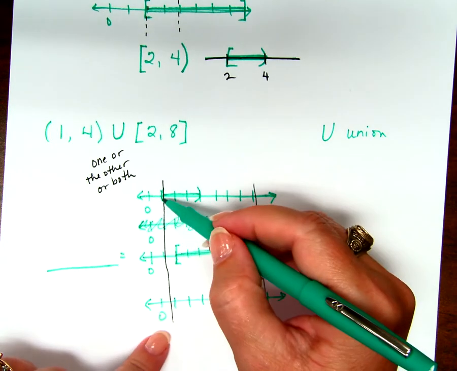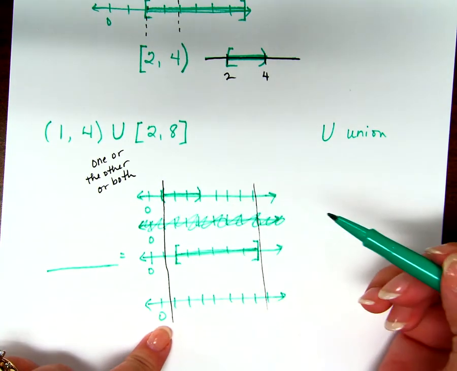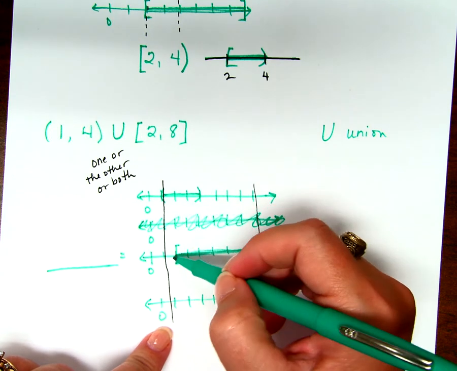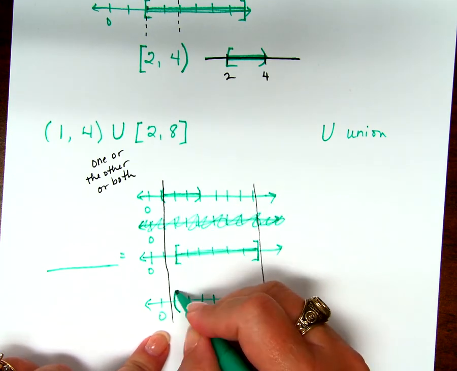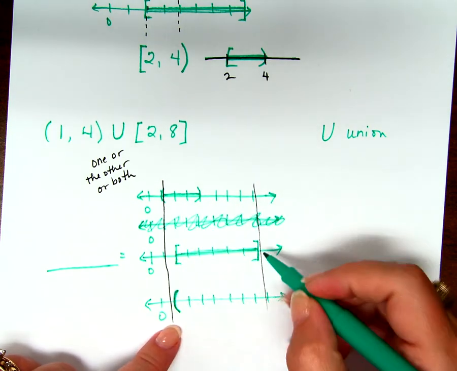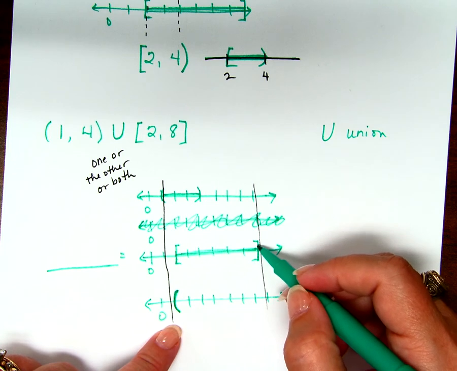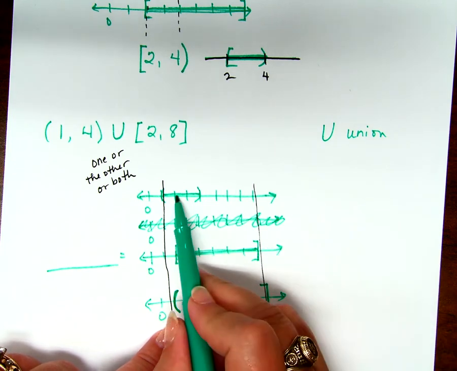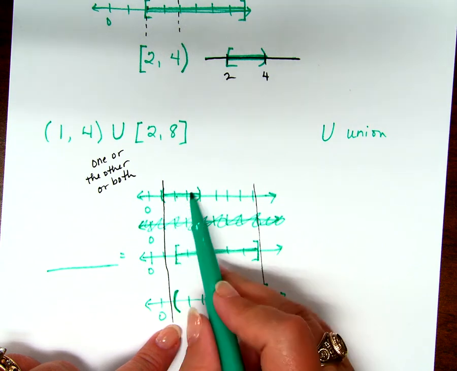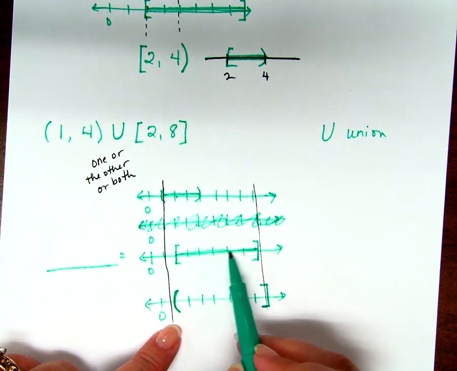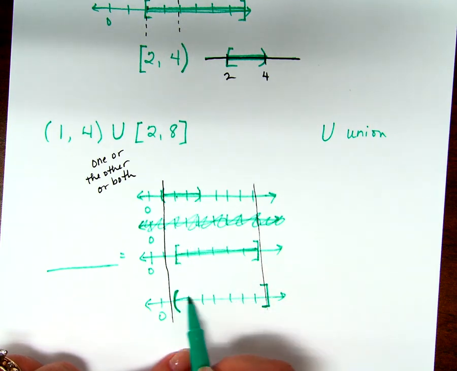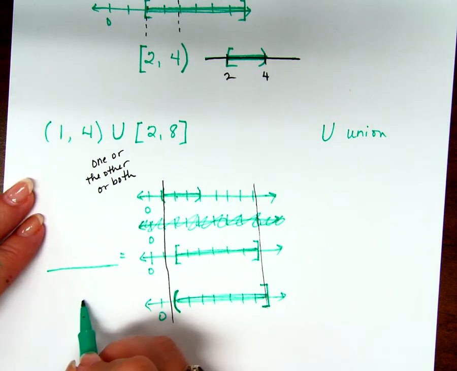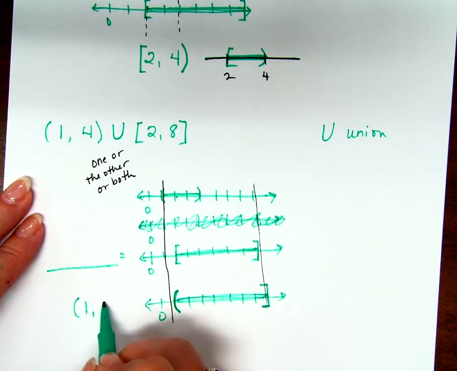So is 1 included as part of the answer? It's not here, and it definitely isn't here, so I can't include it as part of my answer there. Is 8 included as part of my answer? Yes, so I include it as part of this answer. And 2 is included, 3 is included, 4 is there, 5, 6, 7, 8 is all there, right? So it's everything in between. So it goes from 1 to 8.